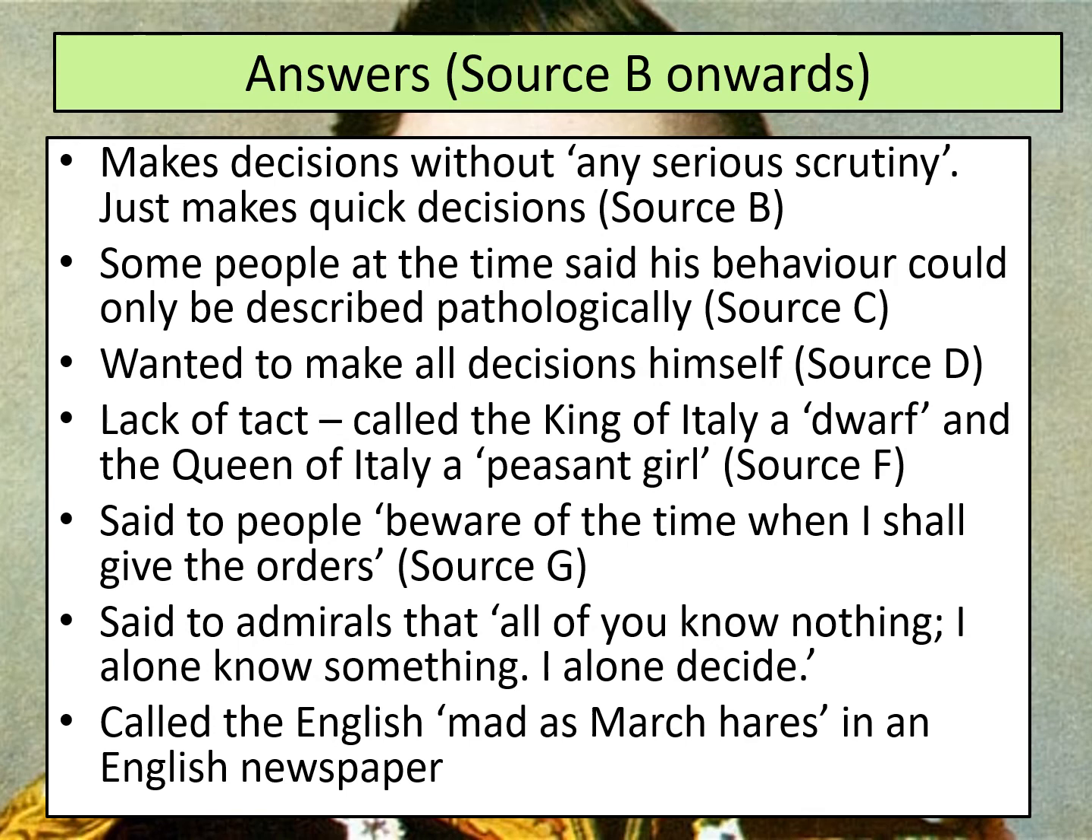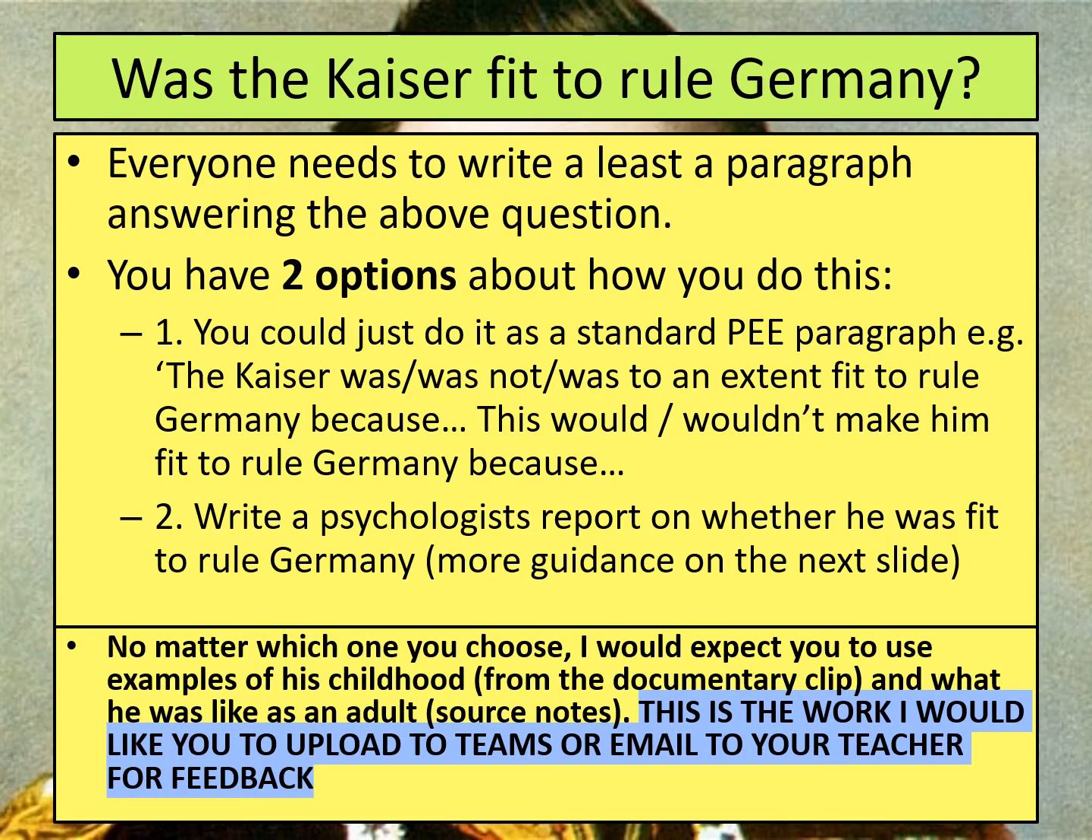Okay, so now we're moving on to the very final task for history this week, which is us coming to a decision about was the Kaiser fit to rule Germany? Now, everybody needs to do a piece of writing on this, but how long it is up to you. So you've got two options for how you do this. Now, you could just do it as a standard PEE paragraph, so point, evidence, explanation.